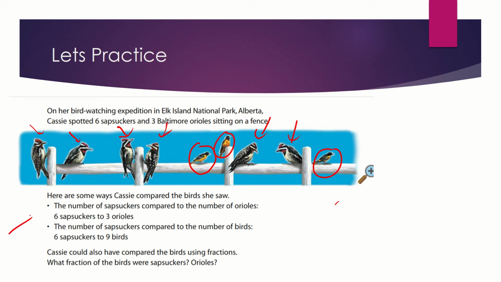Now what it says here is there are a few ways that Cassie can compare the birds she saw. The first one is the number of sapsuckers, I'm going to write S there, to the number of orioles, O. Now what you do is very simple. You go 6, and you're going to write 3 here because there are 3 orioles and 6 sapsuckers. So my ratio here is 6 to 3. If I was saying orioles to sapsuckers, it's going to be 3 to 6.